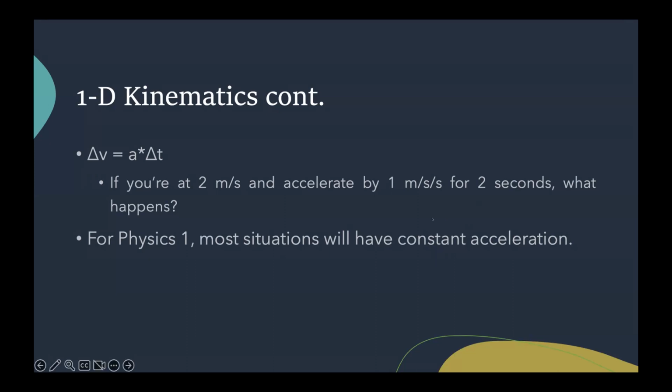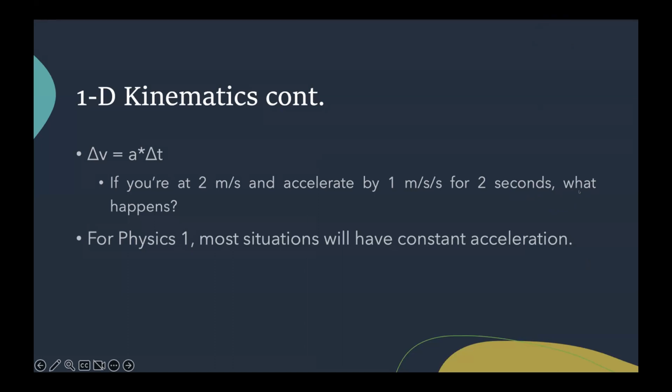So if you start at 2 meters per second and accelerate by 1 meter per second squared for 2 seconds, the change in velocity is going to be 1 times 2. This results in a change of 2 meters per second, and you add that to the original to get a final velocity of 4 meters per second.